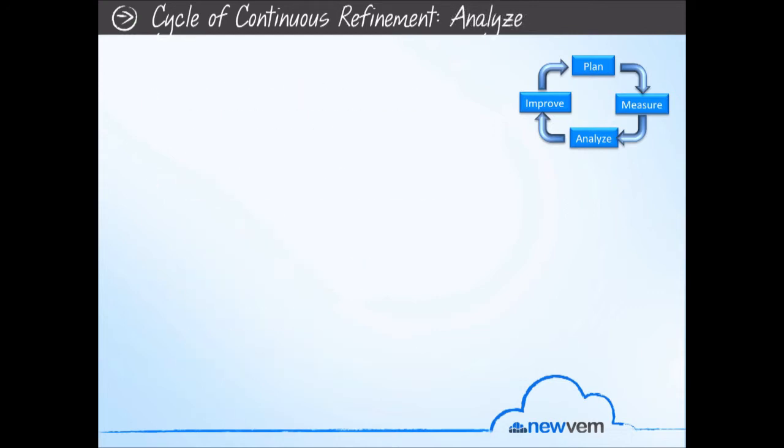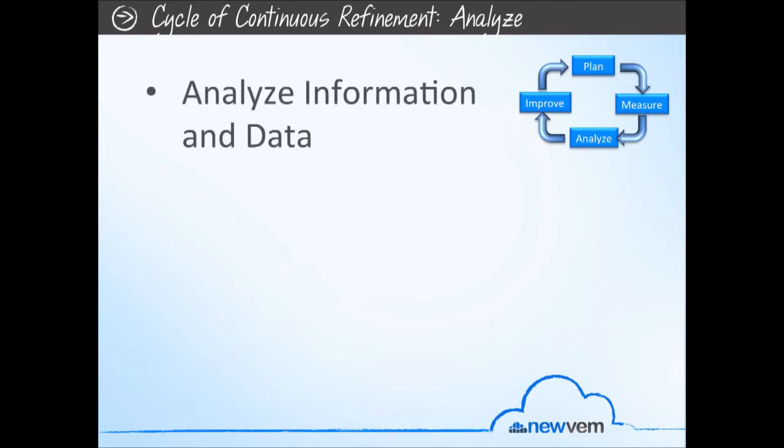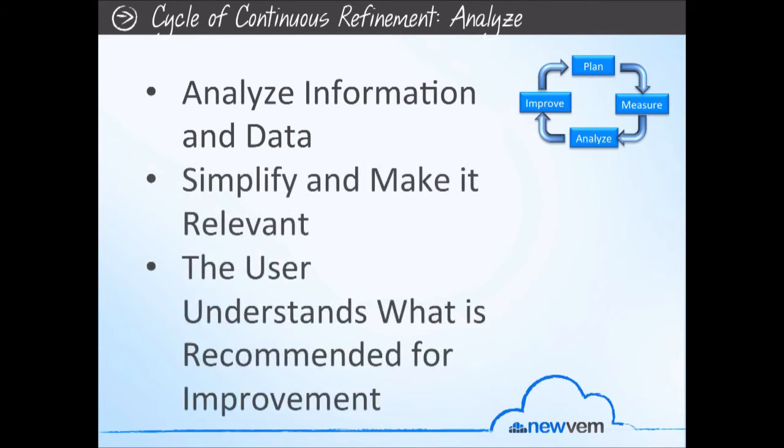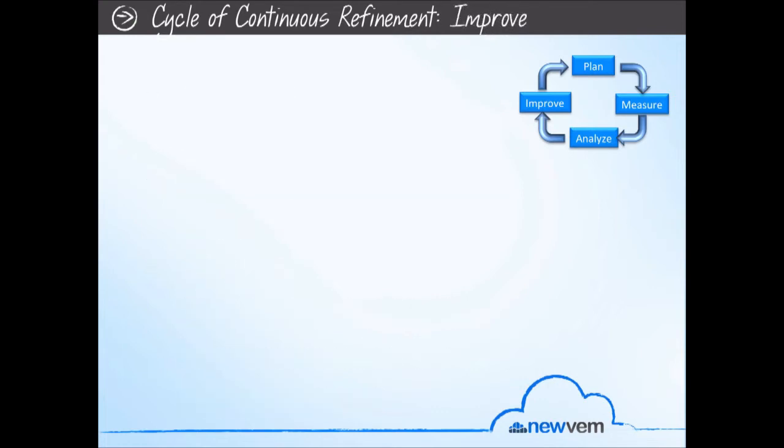Then we analyze. We basically analyze the information and the data that we've collected, and it is very important to simplify it and to make it relevant for the user to understand exactly what is the recommendation for improvement. And improvement, or improve, is basically the execution of that recommendation coming from our analysis, from the information we gathered, in order to meet the plan that we're trying to refine and execute.